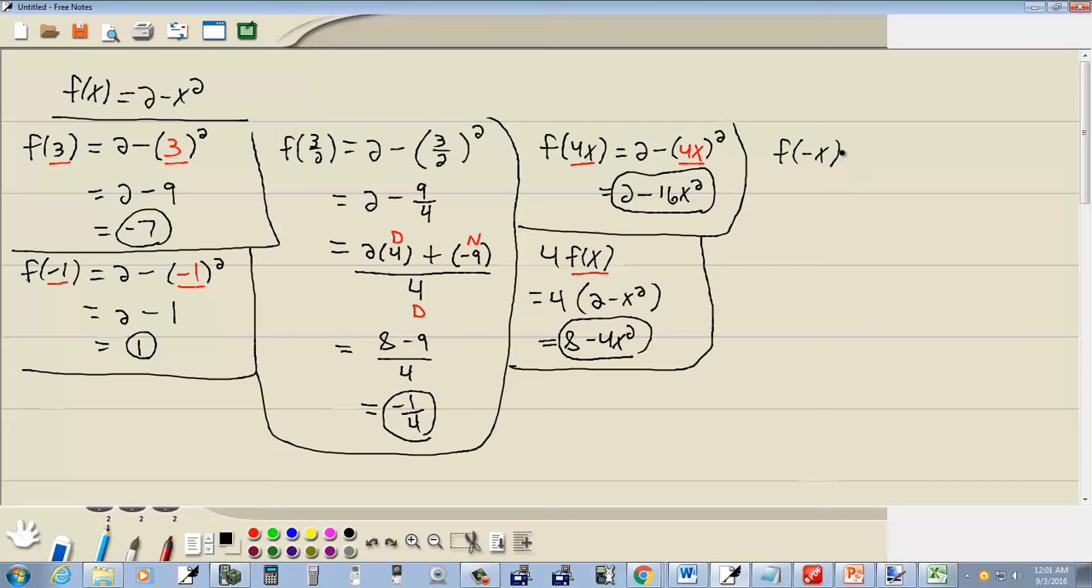Again, evaluating is always the same. You go back to your original function, you replace your x with sets of parentheses. Whatever is inside this parentheses automatically goes here, so put negative x in there. So we've got 2 minus negative x squared. Negative x times negative x gives us a positive x squared. So that'd be your answer.